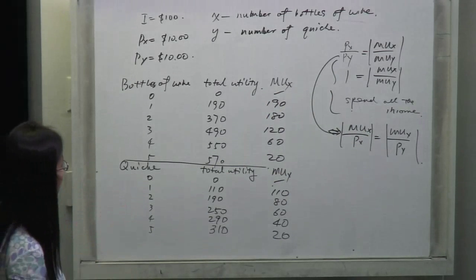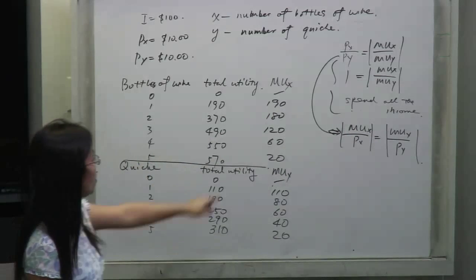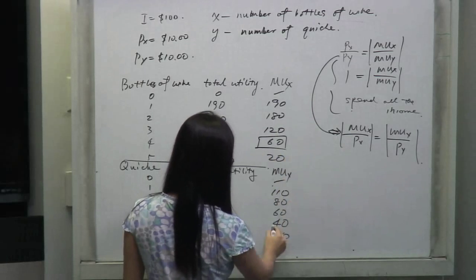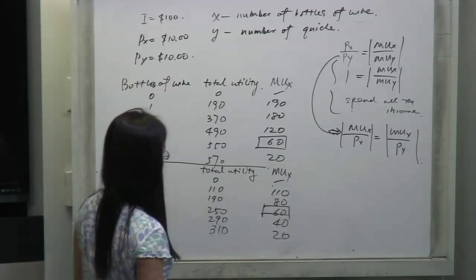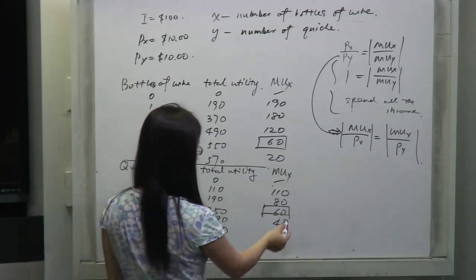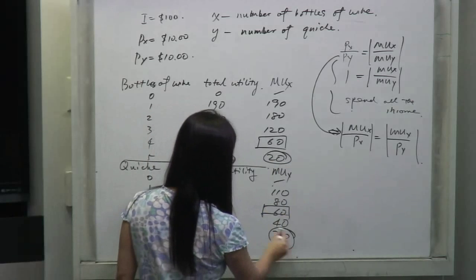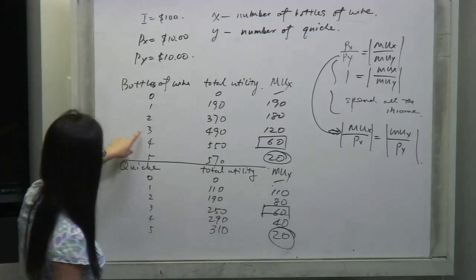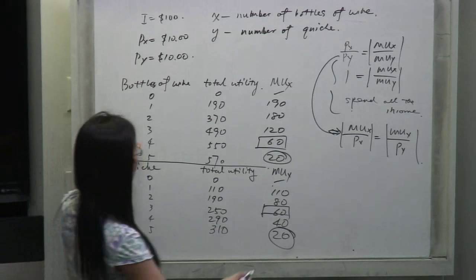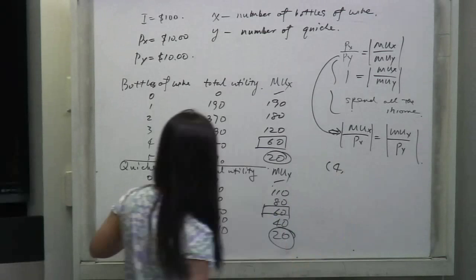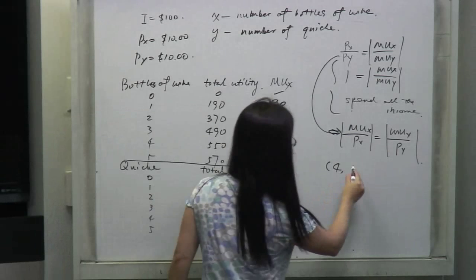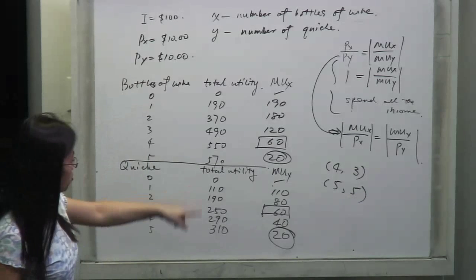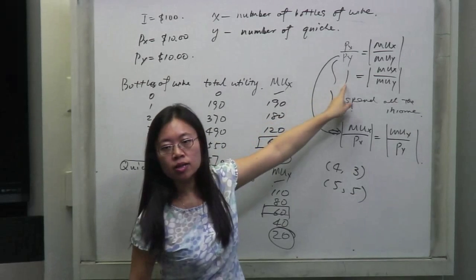So what are the common ones? What are the ones that will make it equal to 1 here? 5 and 5. Right? So you got to spend all your money, right? And how about another pair? Yeah, 20 and 20. Okay, so this tells you that if you buy four wines and three quiche, or if you buy five bottles of wine and five quiche, both will satisfy this condition here, right?